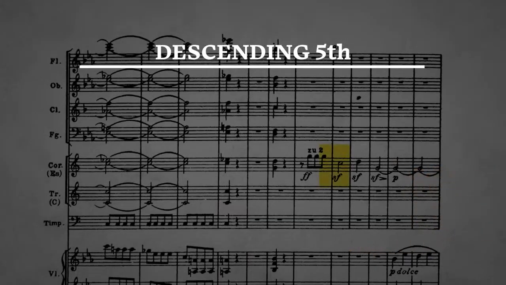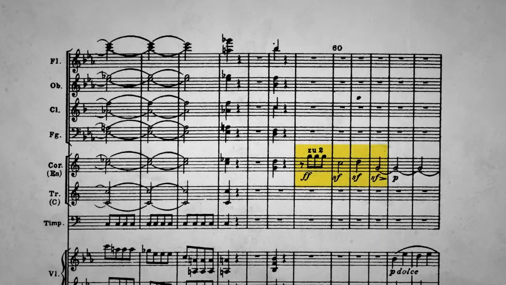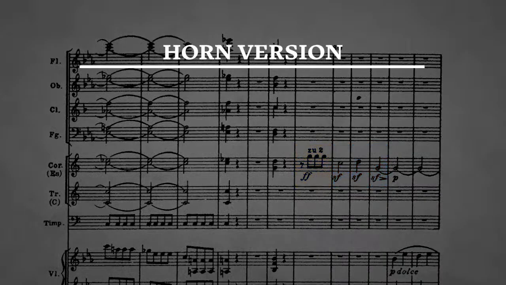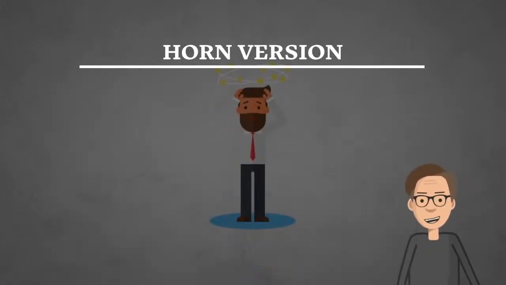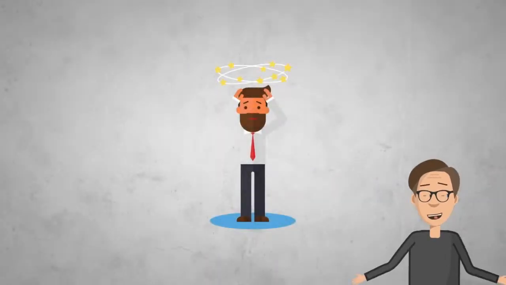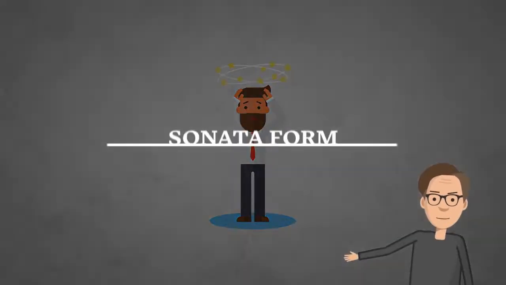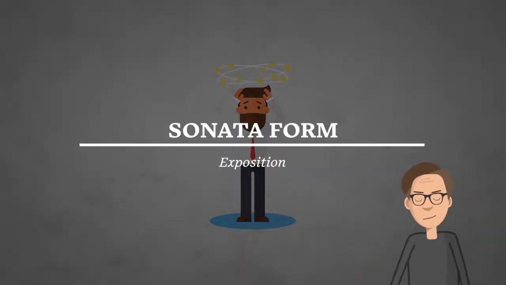What's more, the motive has changed again. The interval is now a descending fifth, and there are 2 new notes added. These. So we now have 3 short notes and 3 long notes. We will call this the horn version of the motive. And even though our heads may be spinning with everything that Beethoven has done up to this point, he's still following the traditional sonata form of the classical era.